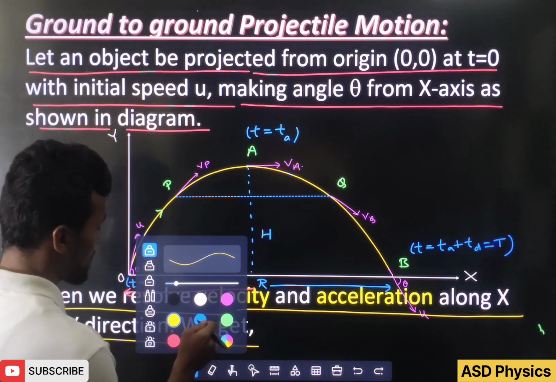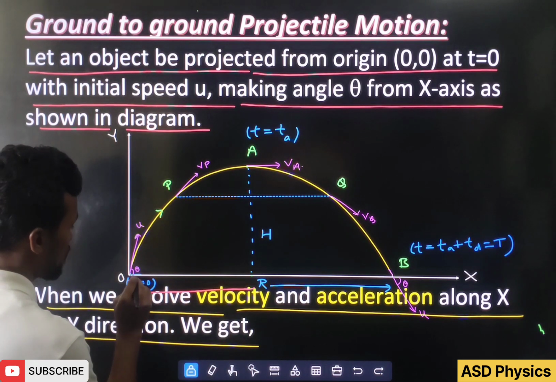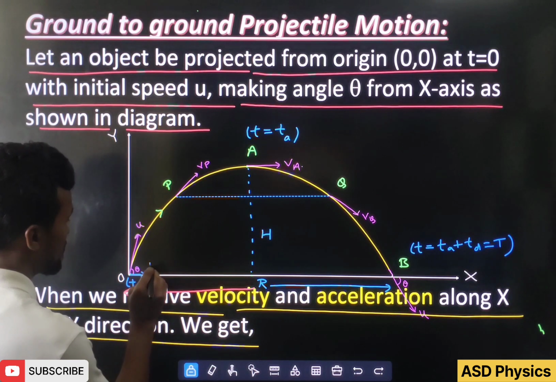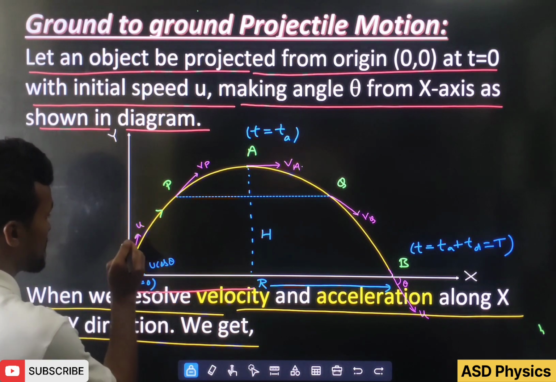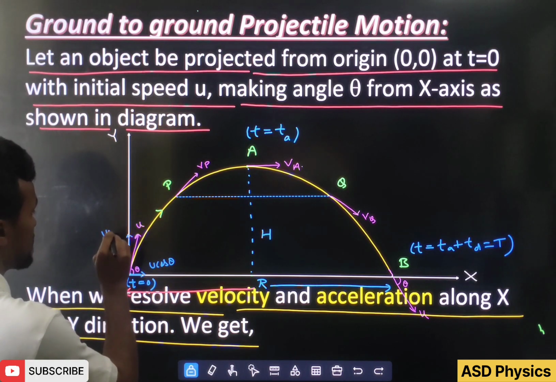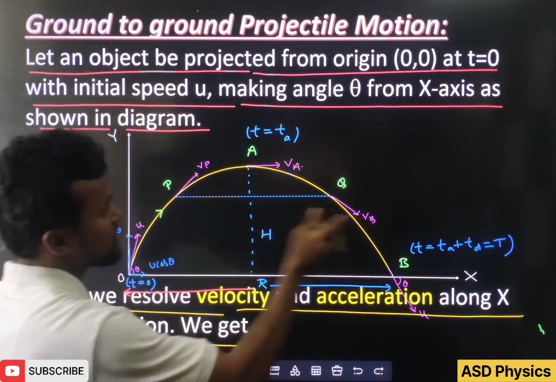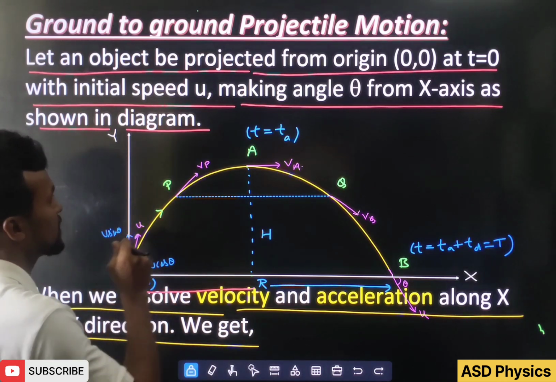So when we resolve, kindly see, resolving means we'll follow the parallelogram method. This side component will be u cos theta, with the mathematical sign convention, okay? And this will be u sin theta. Upward plus, downward minus. Right side plus, left side minus. So u cos theta, u sin theta.